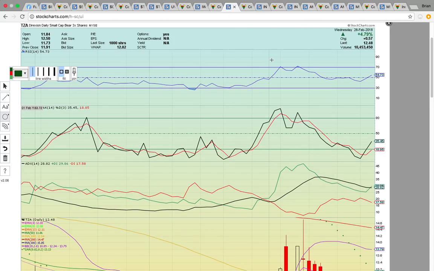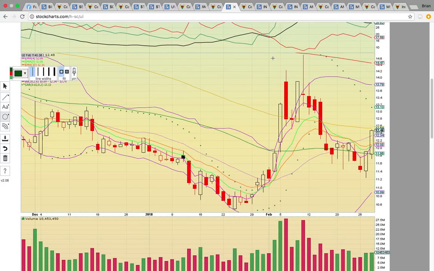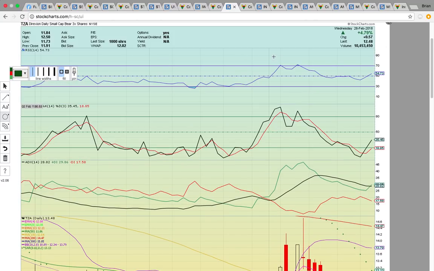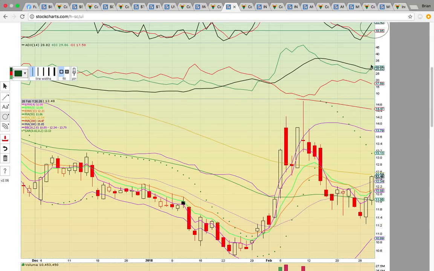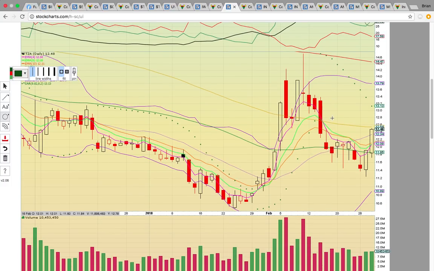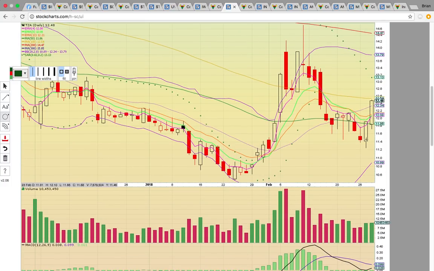So if you look here, we have TZA, the small cap bear 3 times, and you can see this was a good moneymaker today. It closed up 5%, so congrats everybody that got on this. It's up above 50 now in RSI, so it's heating up, and then Fasto's above 20, and then notice the bullish crossover here. That's why I was telling everybody about these plays, because the charts were set up. I mean, yesterday was the good low entry point.